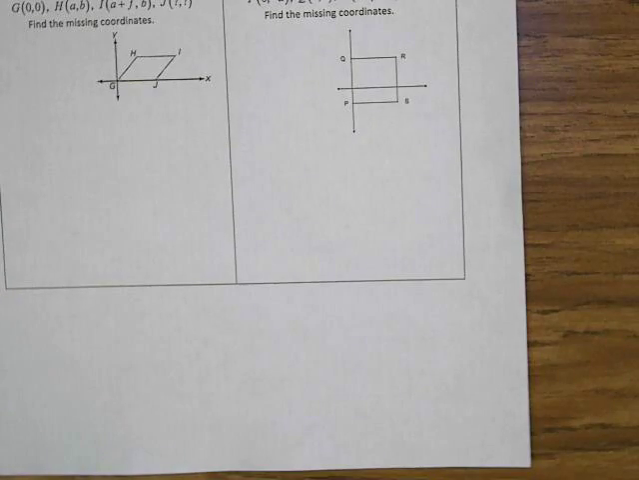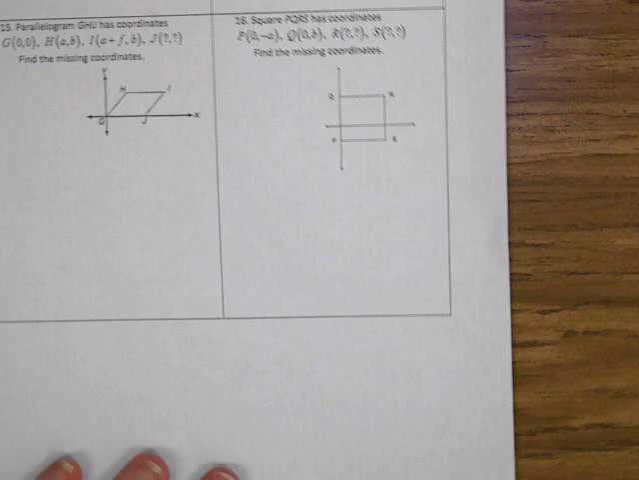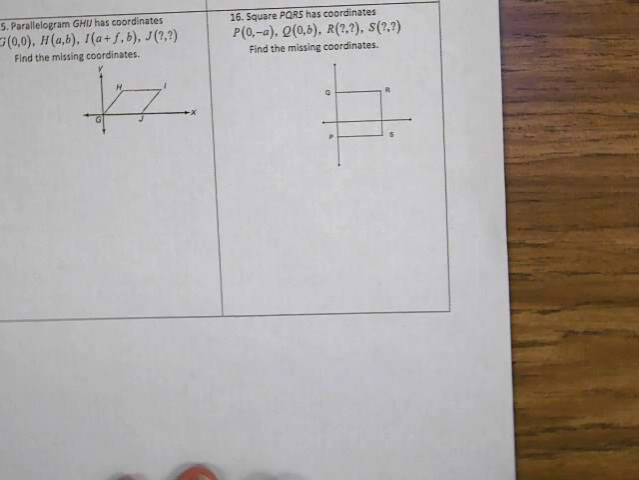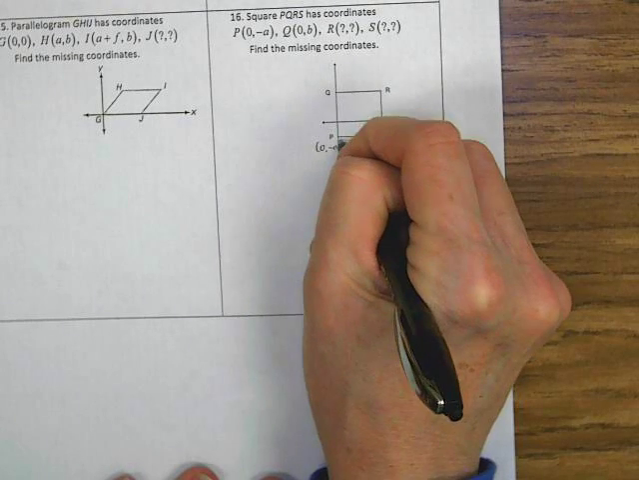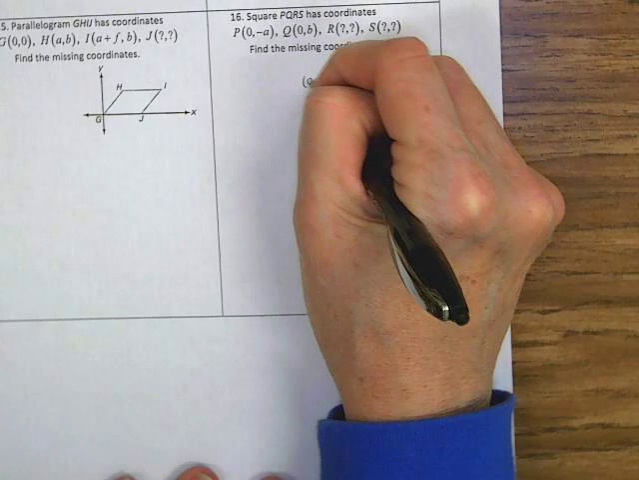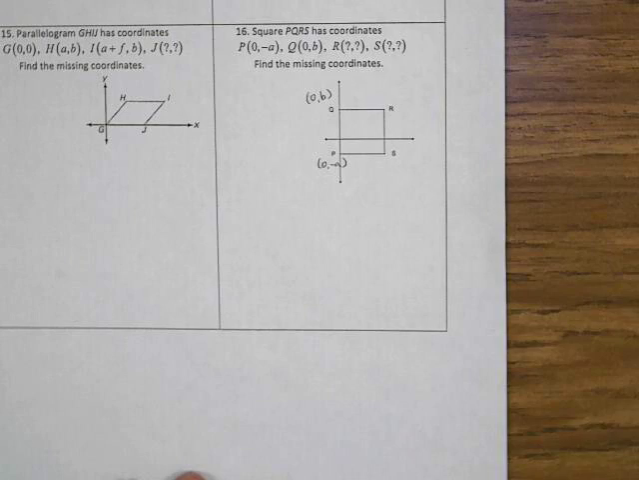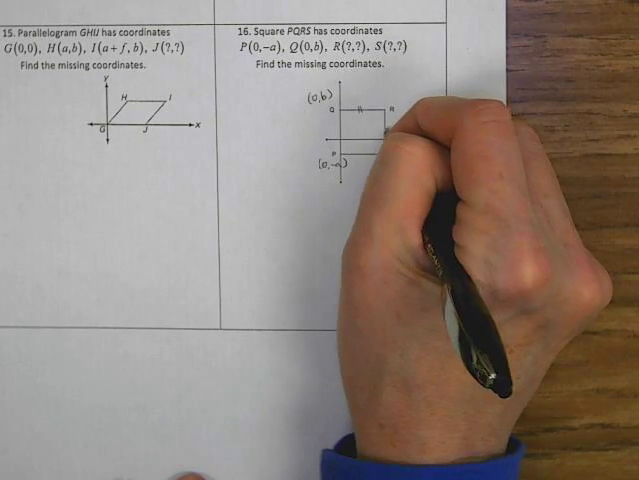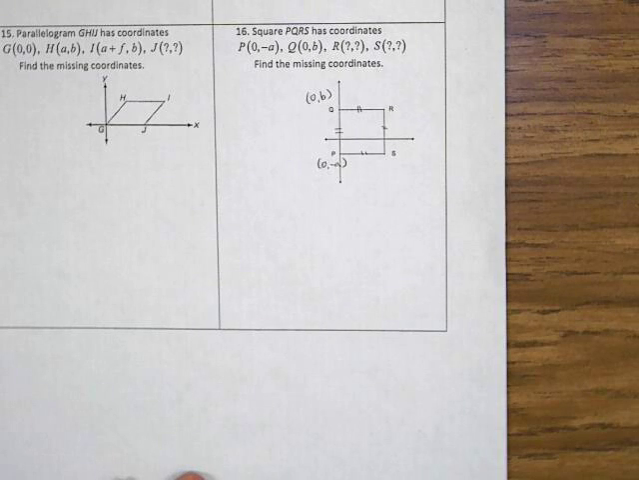I think we're going to look at number 16. This one is similar. We have a square PQRS. P is at 0, negative A. Q is at 0, B, and R and S we don't know. Similar to the last problem, it is a square, so we know all of these sides are congruent, and we're going to use that in the same way.